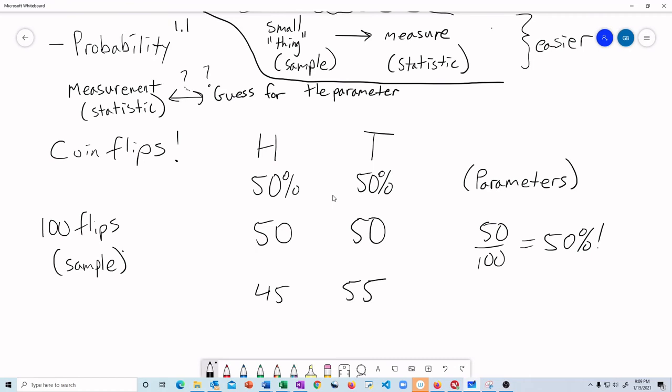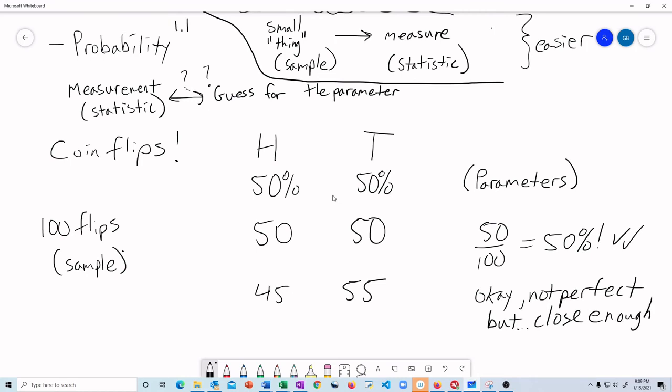I agree. This is okay. It's not a perfect 50-50, but close enough. Close enough. Okay. All right. So, okay. Got it. All right.